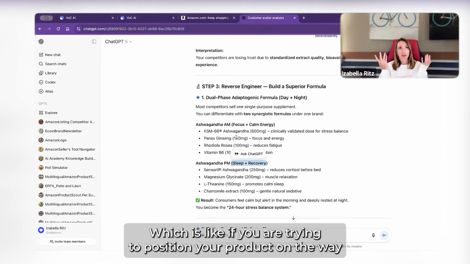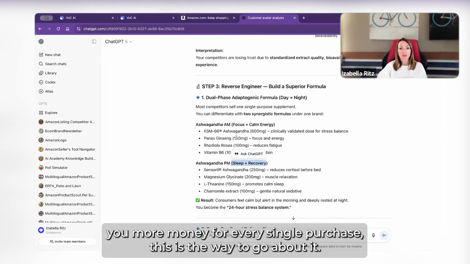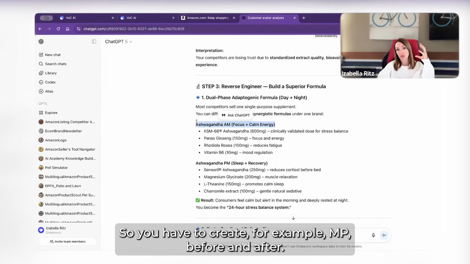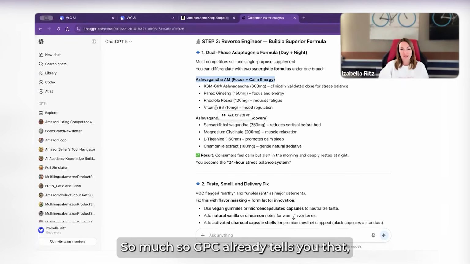Great, which is like if you're trying to position your product in a way where you will increase your ticket price and people will be paying you more money for every single purchase, this is the way to go about it. So you have to create, for example, AM, PM, before and after. Like we are going to work out before training, after training, right? So my ChatGPT already tells you that.